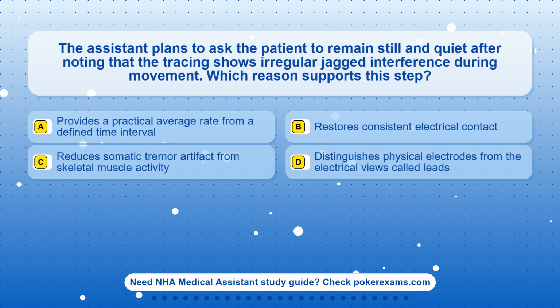Question 7. The assistant plans to ask the patient to remain still and quiet after noting that the tracing shows irregular jagged interference during movement. Which reason supports this step? Option A, provides a practical average rate from a defined time interval. Option B, restores consistent electrical contact. Option C, reduces somatic tremor artifact from skeletal muscle activity. Option D, distinguishes physical electrodes from the electrical views called leads.